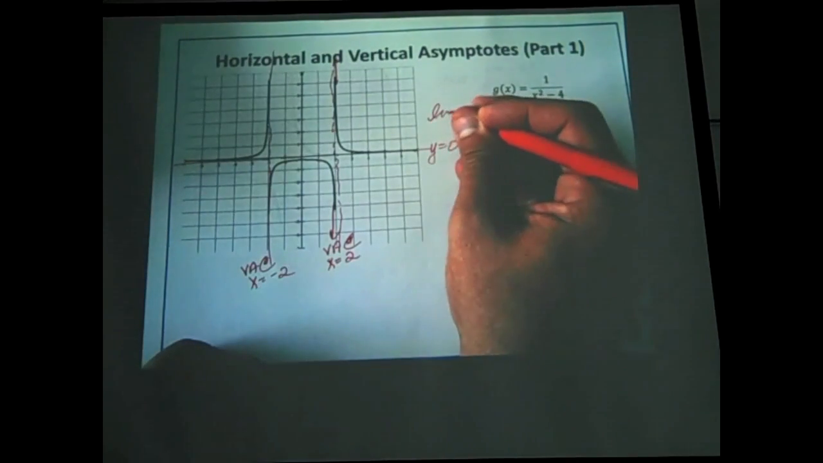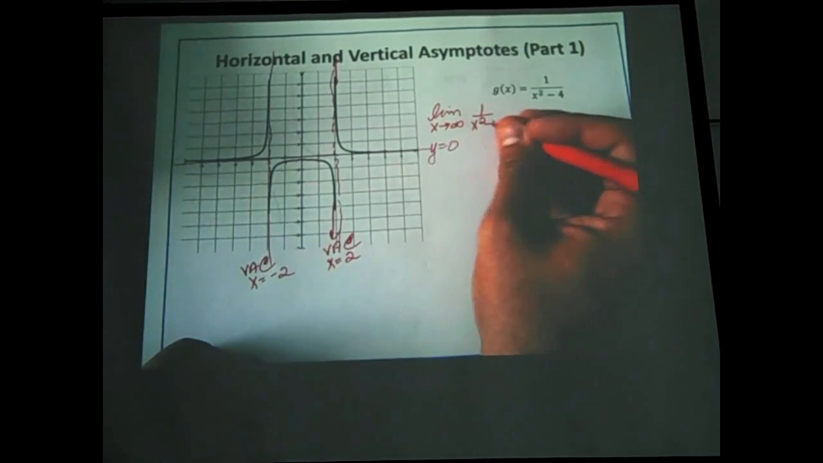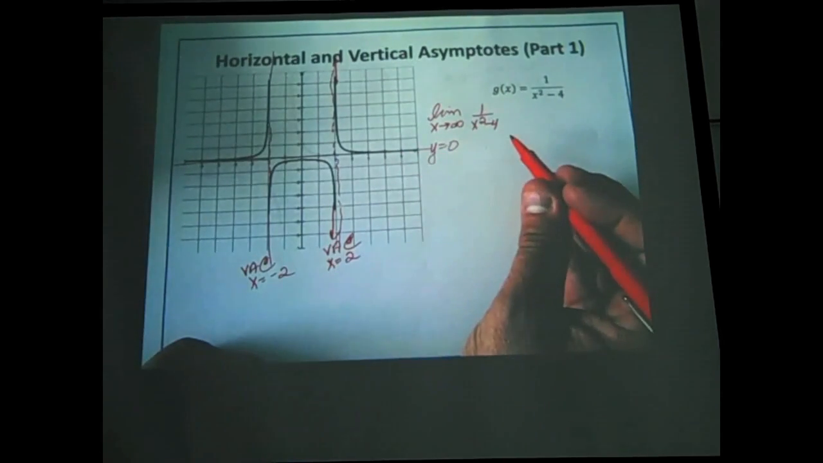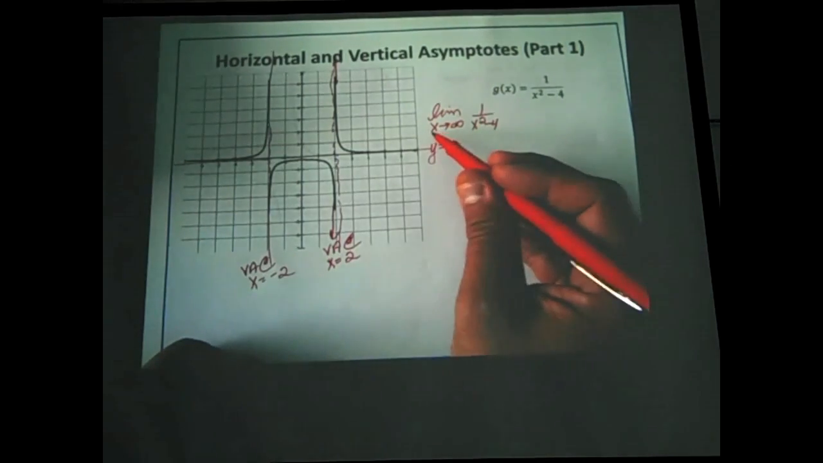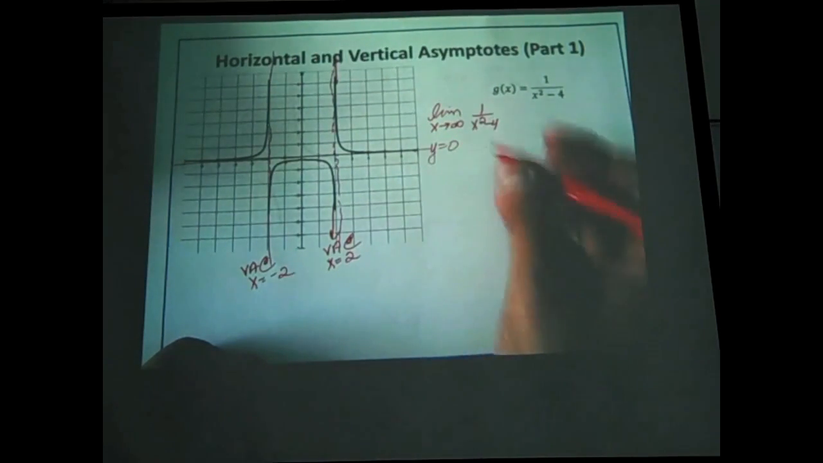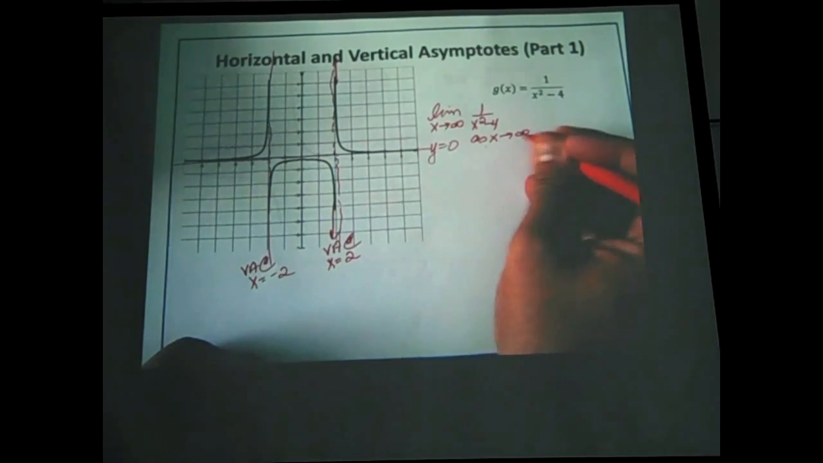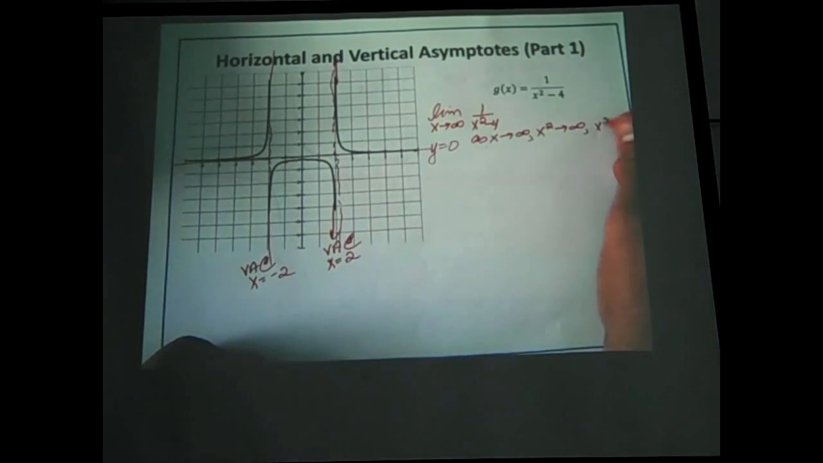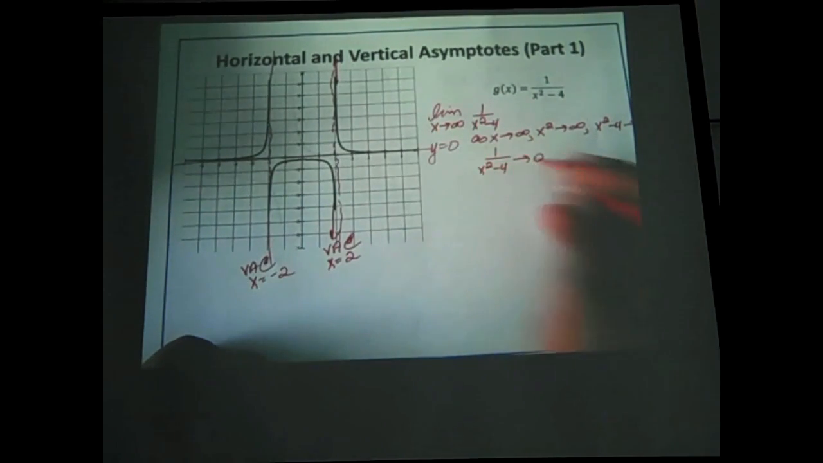What we want to find out is what happens to the function as x approaches infinity. It looks like the graph is getting closer to 0 as the x values head off to infinity. But let's look at the y. Let's find the limit as x approaches infinity of this function. We can't plug in infinity, but we can say that as x approaches infinity, x squared is going to approach infinity. X squared minus 4 then must approach infinity. And 1 over x squared minus 4 approaches 0.